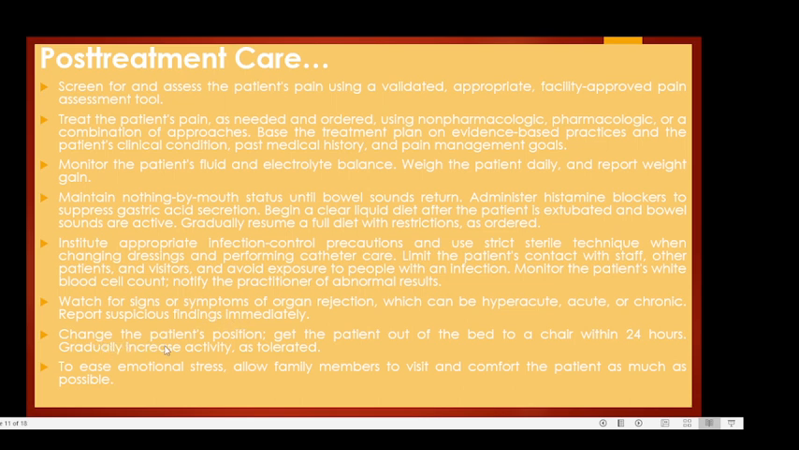You need to change the patient's position, get the patient out of the bed to a chair within 24 hours, and gradually increase activity as tolerated. You also need to ease emotional stress, okay?